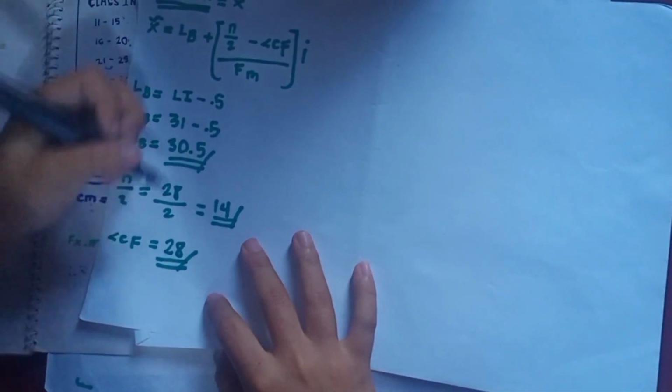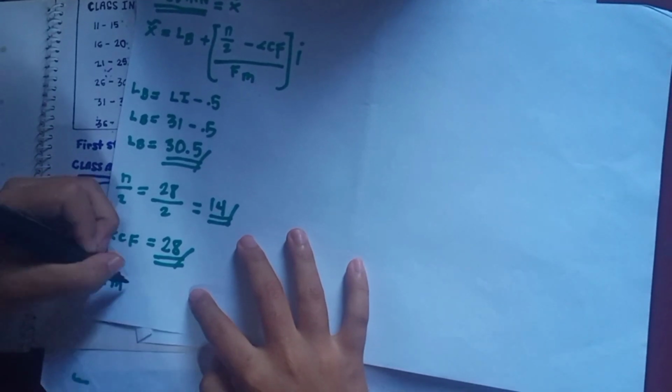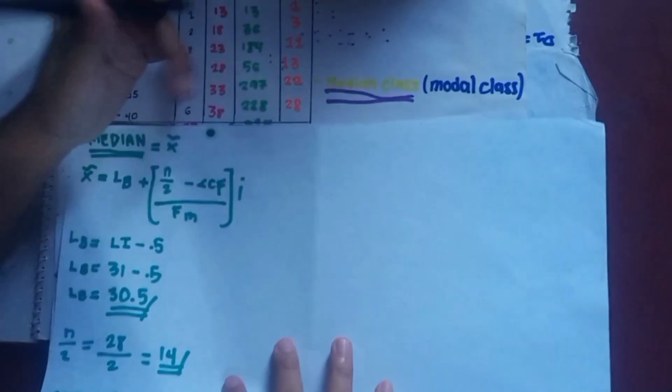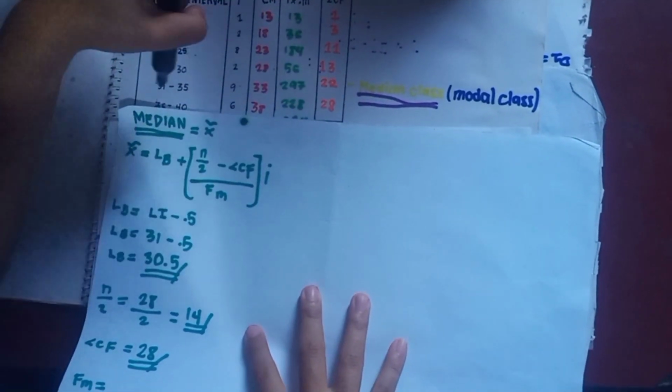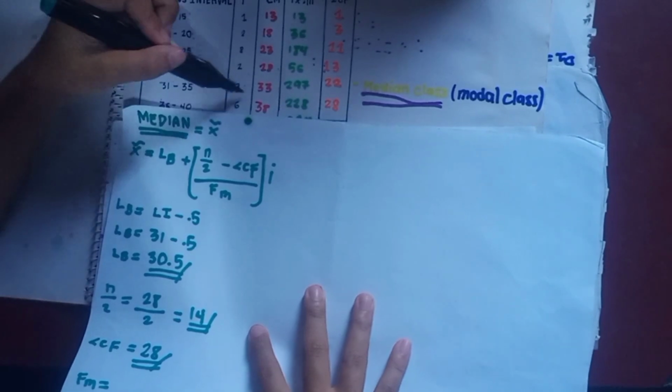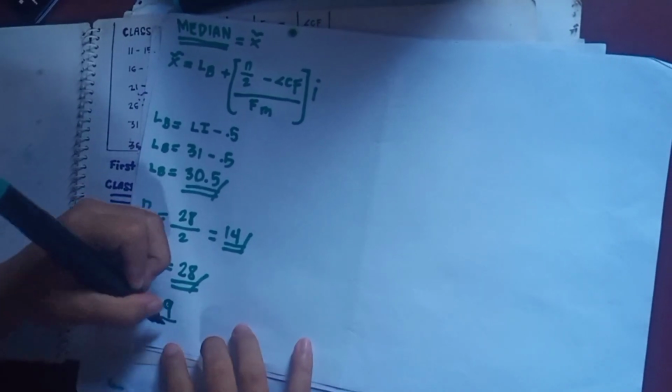Next is the frequency of our median class. We can get the frequency of the median class by also looking at our example table. In our example table, the frequency of the median class is 9, so we can simply put 9 there.